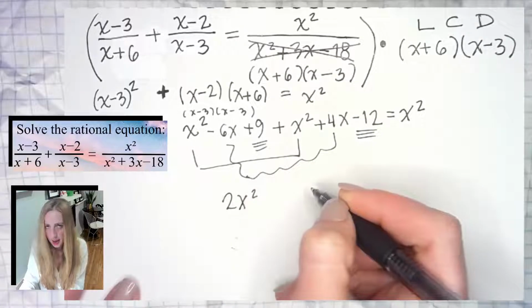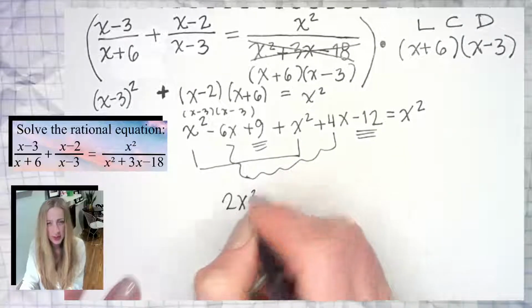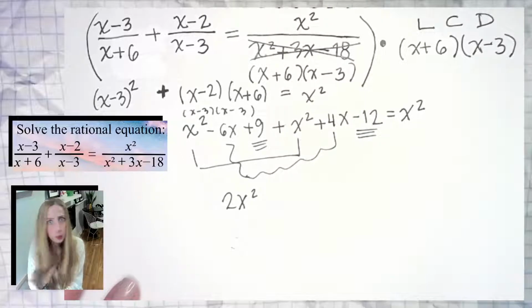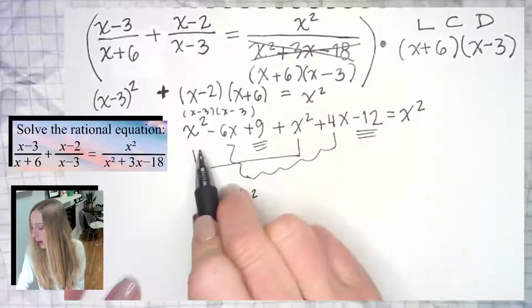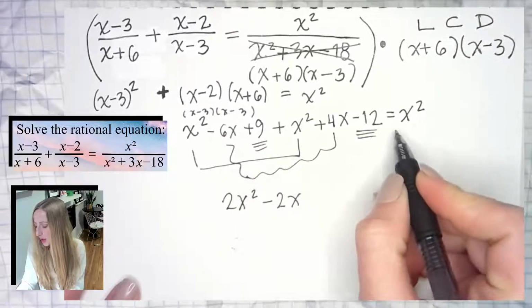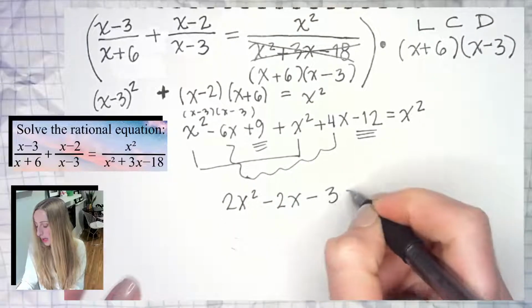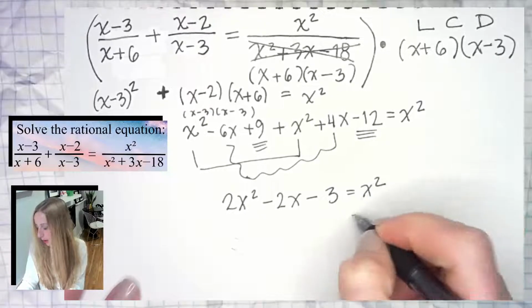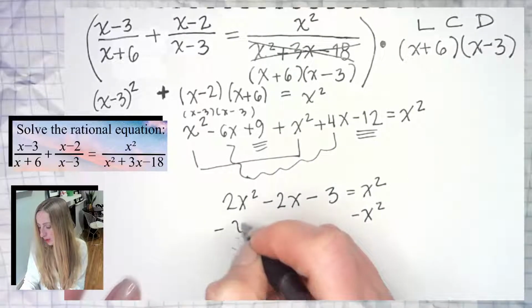2x squared, not x to the 4th. Cut it out. X squared times x squared is x to the 4th. Stop doing that. Minus 6x plus 4x is minus 2x. Positive 9, take away 12 is minus 3. Still equals x squared. I'm going to get it equal to the happy 0.